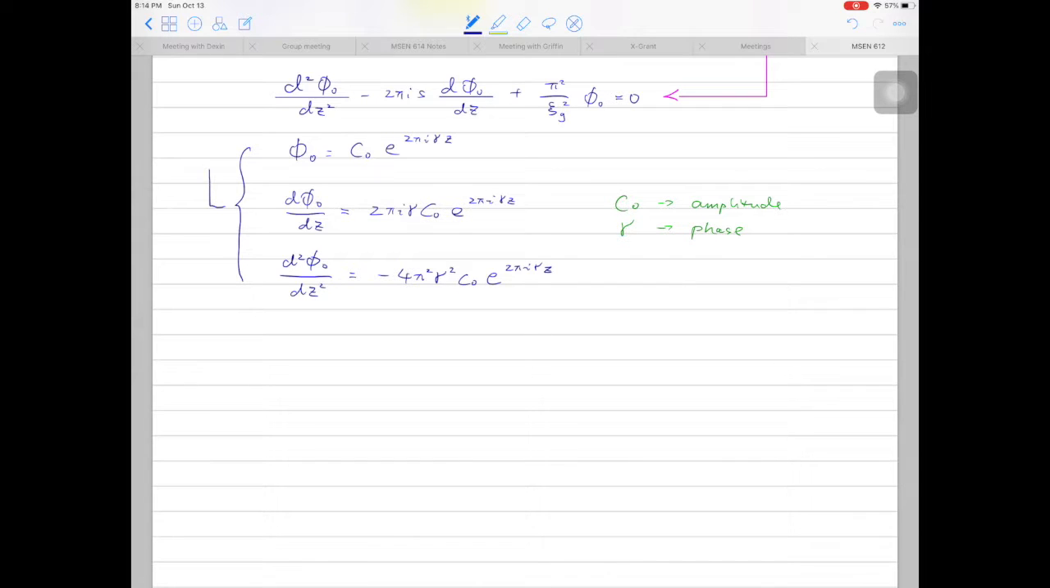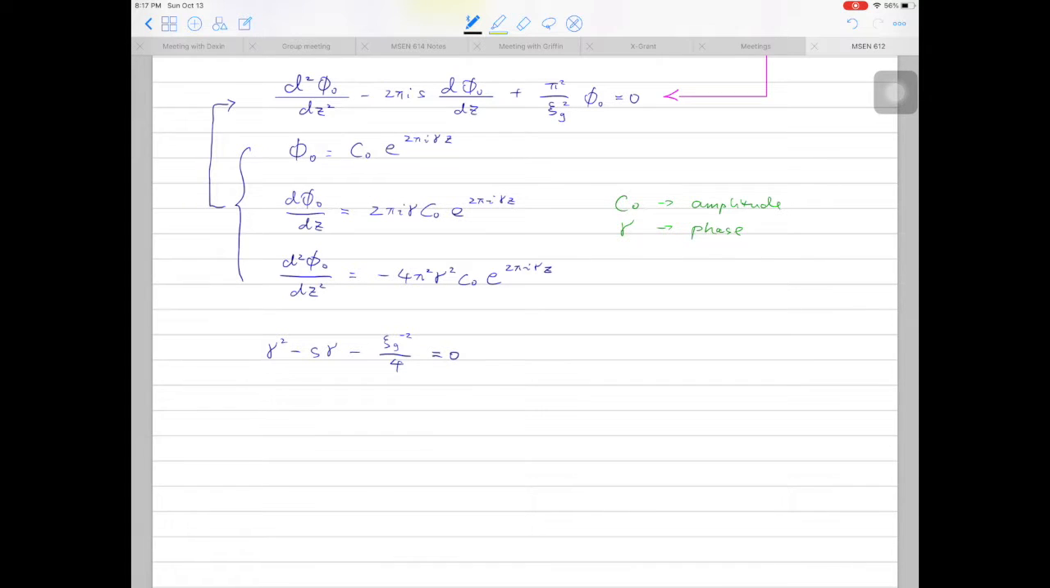Substituting these three equations into that single equation, c naught can be crossed out and everything will be written in terms of gamma. So it takes the form gamma squared minus s gamma minus 1 over 4 cg squared is equal to 0.